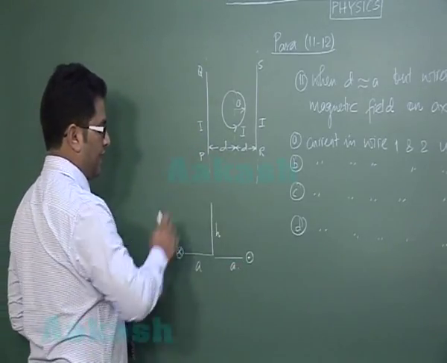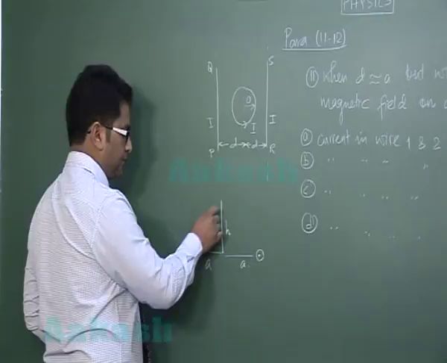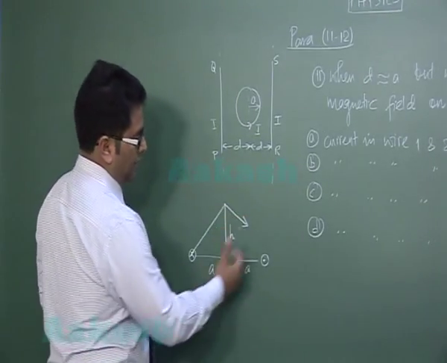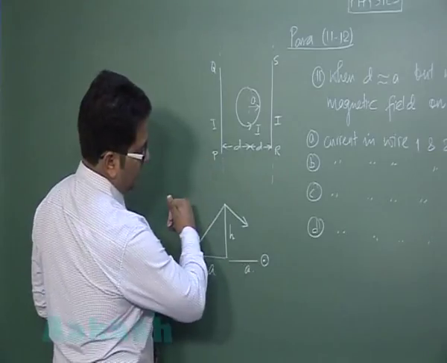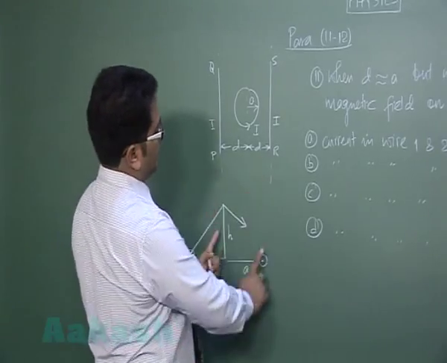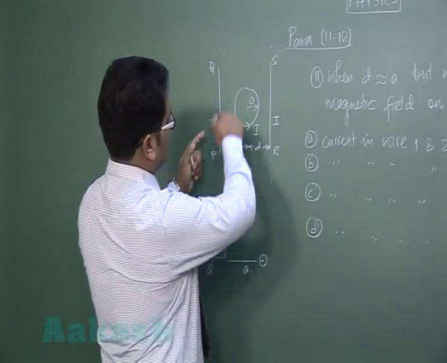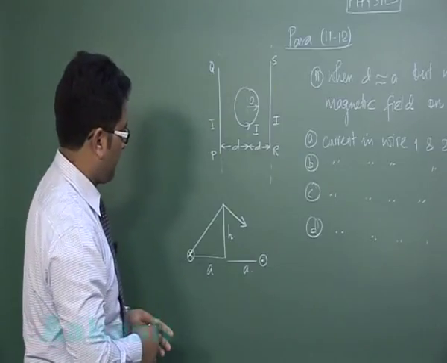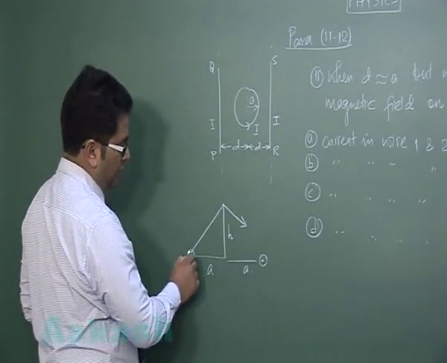Let's find the net field here. Due to this, the field would be in this direction, and even due to this, the field would be in this direction, and the resultant would be down. And if you see from this side, the field due to this and this has to be down to nullify the field due to the ring. So let's see the resultant field due to this and this.